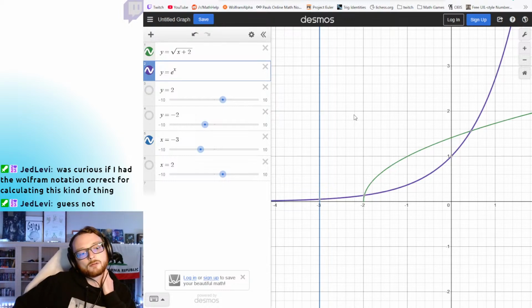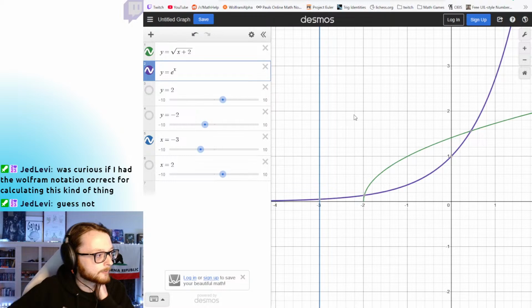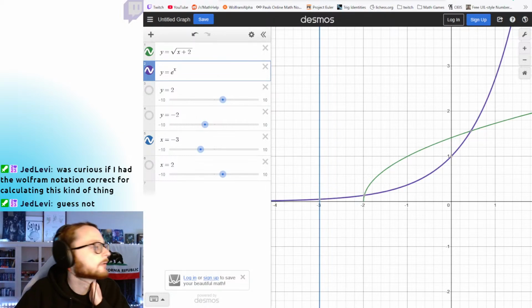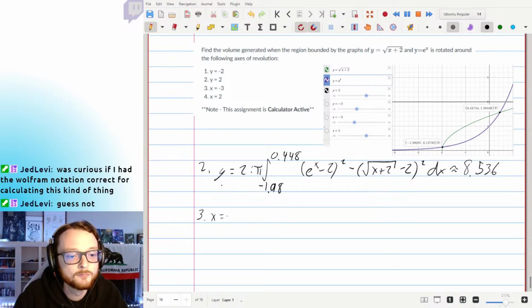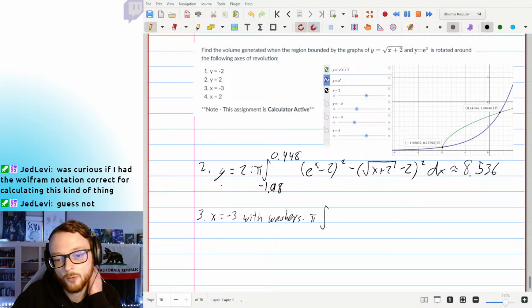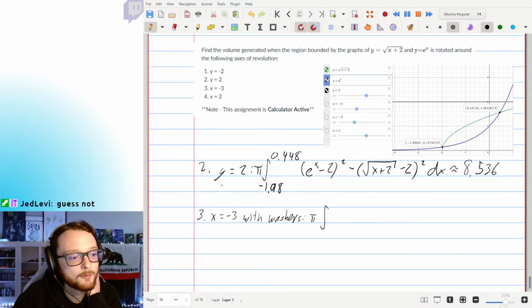So I think cylindrical shells and washers, they look about the same to me in difficulty. We can do them both. Why not? Let's do them both. Let's start with washers. So in order to make washers work, we need to put everything in terms of y.